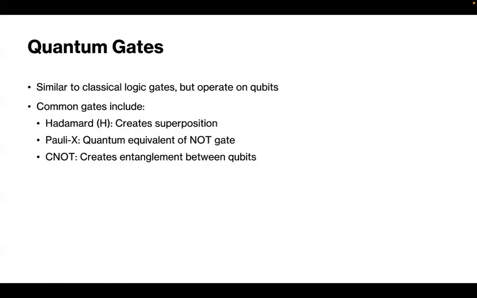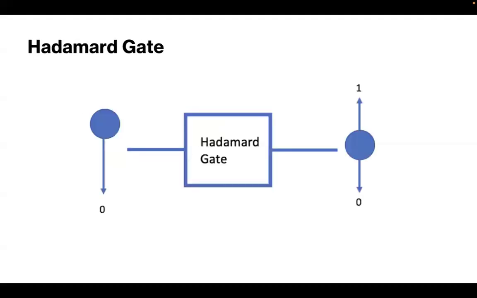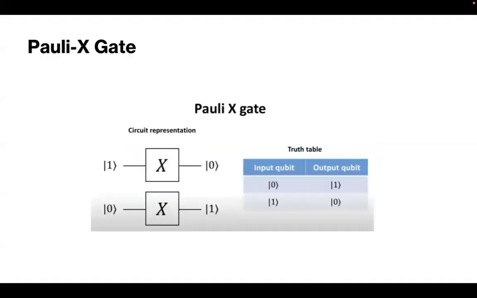Now we will discuss quantum gates. Just as classical computers use logic gates to manipulate bits, quantum computers use quantum gates to manipulate qubits. These gates are represented as mathematical operations that transform the state of qubits. One important example is the Hadamard gate, which takes a qubit in state 0 and puts it into an equal superposition of 0 and 1.